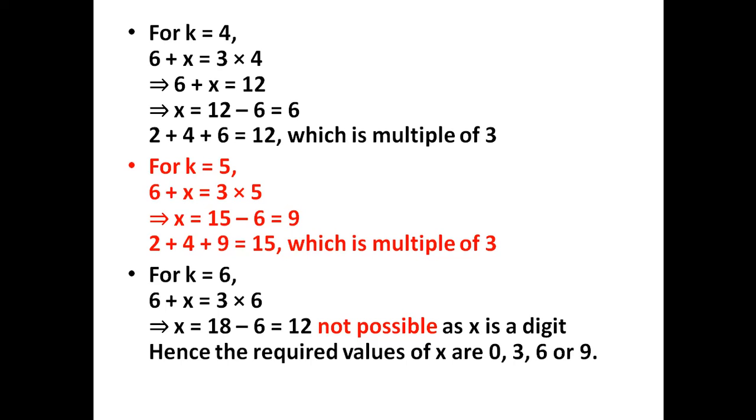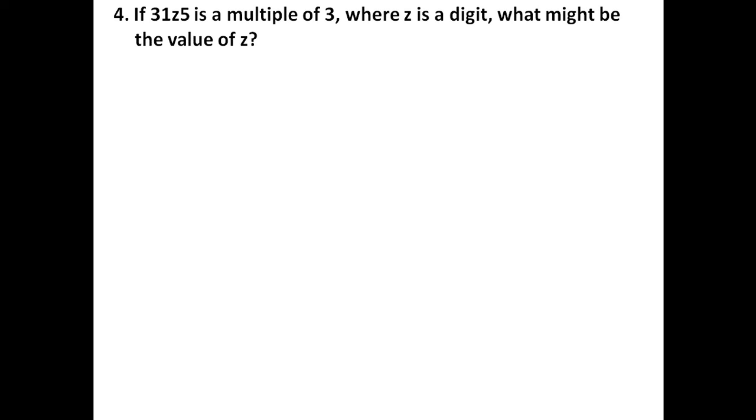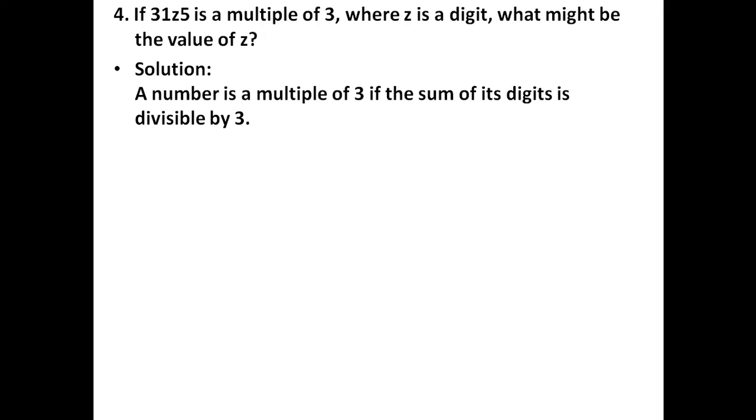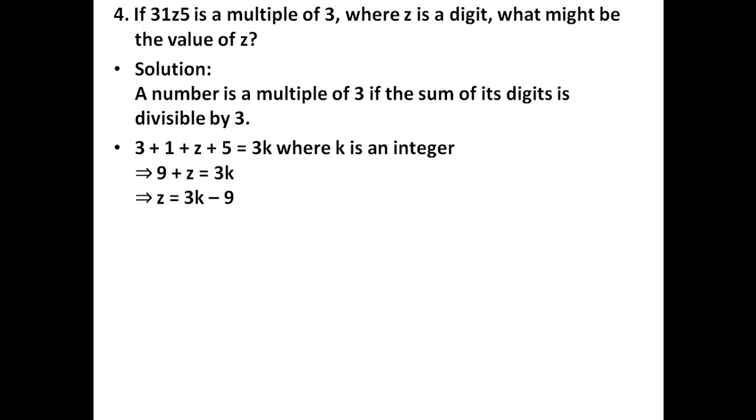Okay, moving to the next question. If 31z5 is a multiple of 3, where z is a digit, what might be the value of z? Same as the previous problem. If the number is a multiple of 3, then the sum of the digits will also be divisible by 3. So we add the digits: 3 plus 1 plus z plus 5 equals 3k.